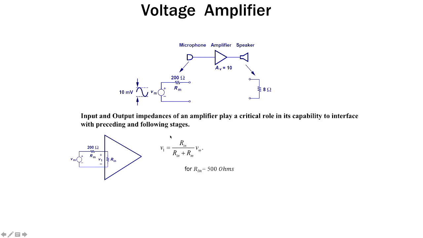For example, with some values which make sense, if your input impedance is equal to 500 ohms, you only get V1 of 0.7, so only 70% of the signal. And if it is 2 kilo ohm, then you get 0.9, so 90% of your signal here.